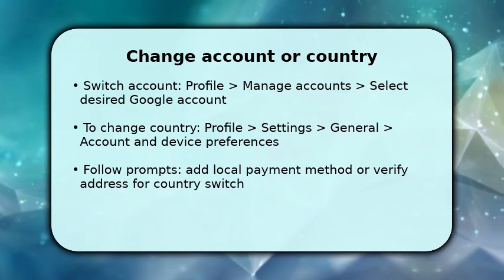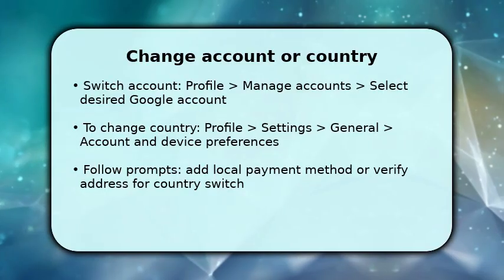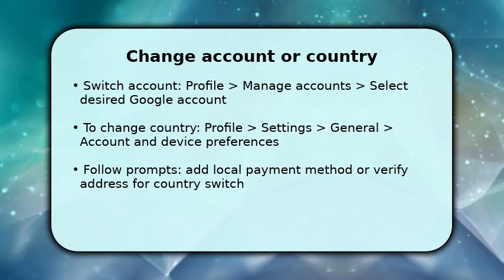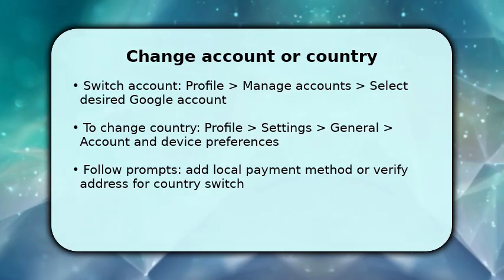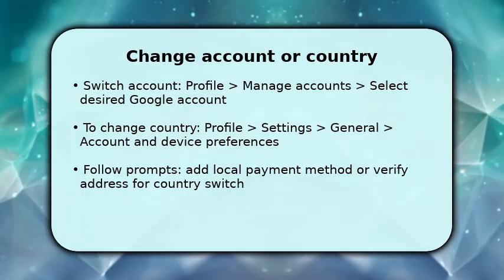For a country change, go to Settings, General, then Account and Device Preferences, and pick the new country. You'll be asked to add a local payment method or verify an address. Do this now because Google uses payment profiles to lock country settings and prevent frequent switching.